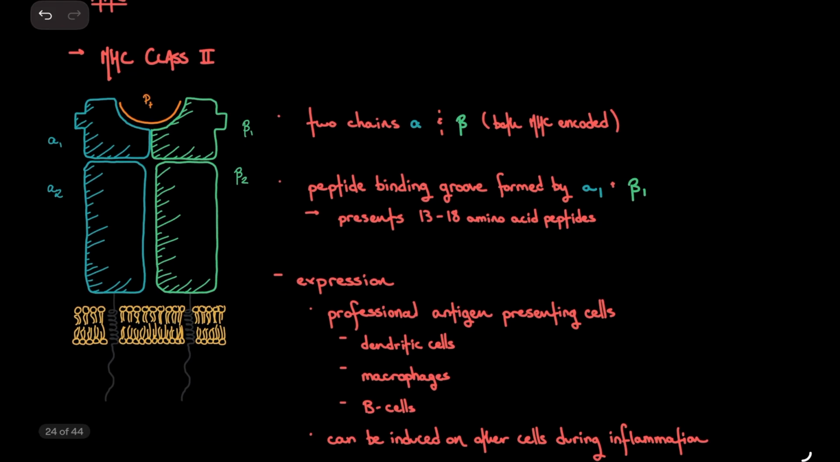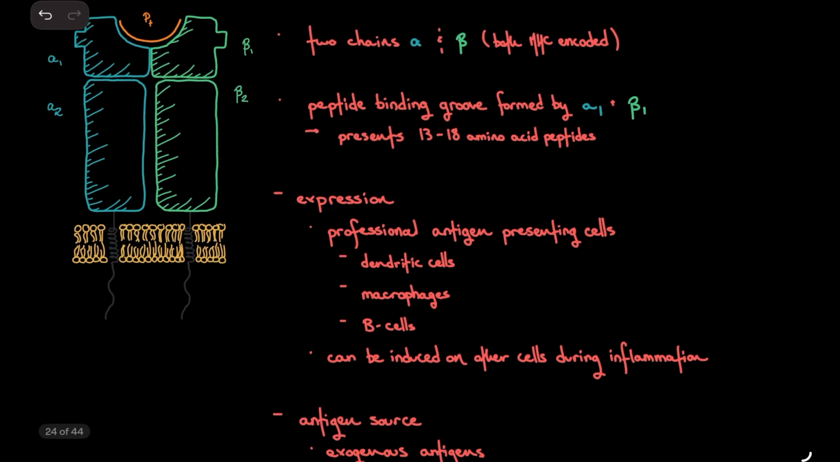MHC2, a little more boring. We just have these pillars. Kind of looks like the T cell receptor, honestly. Just these two shoots with an alpha chain and a beta chain. The top of the alpha and beta chain are going to form that peptide binding groove, just like the peptide binding groove we had in MHC1. Who expresses these? These are found in professional antigen-presenting cells.